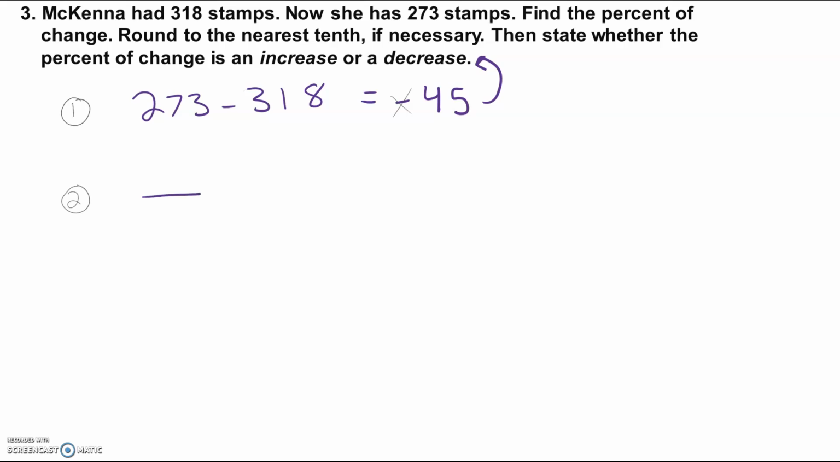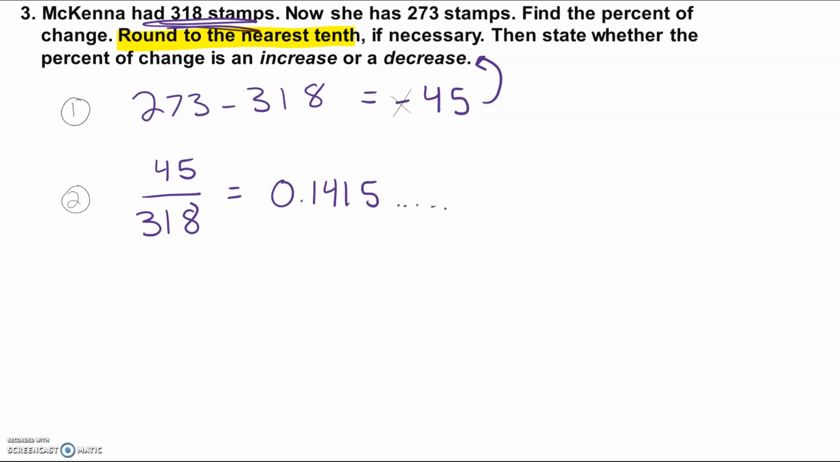So that's going to be our top number. And then our starting number, so we always want to start with 318, right? So be careful that you make sure you use your starting number. Since this one was decreasing this time, we started with a bigger number and went down to a smaller number. So 45 divided by 318 is a big long decimal. So we get 0.1415... But I look at my problem and it says round to the nearest tenth.